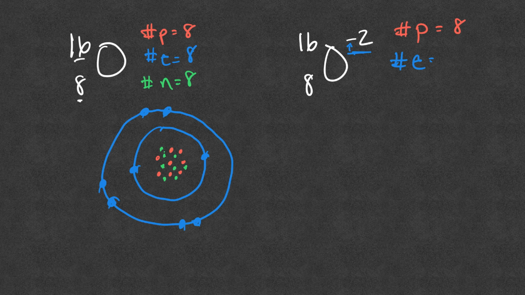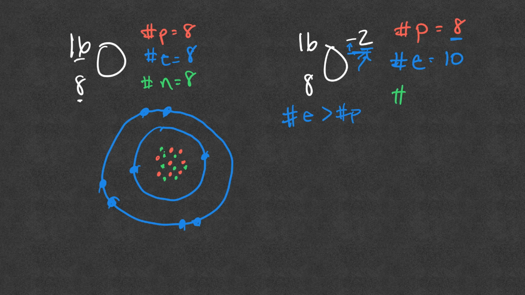Now, when you're trying to compare the number of protons to the number of electrons, what this number is telling you is that because it's negatively charged, you have more electrons. So in this case, you have more electrons than protons. By how many? 2. So there are 2 more electrons than there are protons. Since I have 8 protons and 2 more electrons than protons, that means I have 10 electrons.